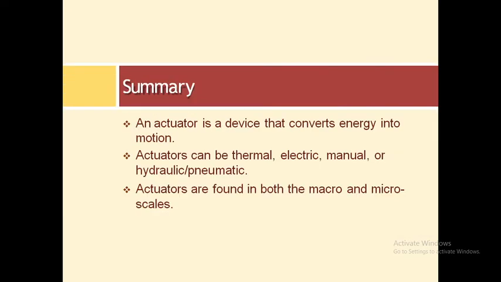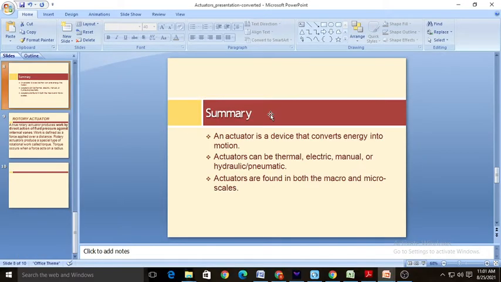Then the summary of this actuator. An actuator is a device that converts energy into motion. Actuators can be thermal, electrical, manual, hydraulic or pneumatic. Actuators are found in both macro and micro scales. You know guys, these actuators depend on size. If they are large, we call them macro, and if they are very small, we call them micro scale actuators.